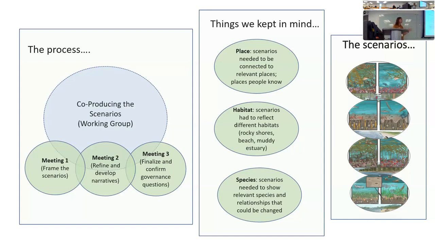And so together we all met in person. Each of these meetings would happen for about 3 hours. And we sat down and we talked about place, what places are important, why are they important. We wanted to make sure that we had a diversity of different habitats represented, because different habitats have different species in them. And we discussed what information was available.